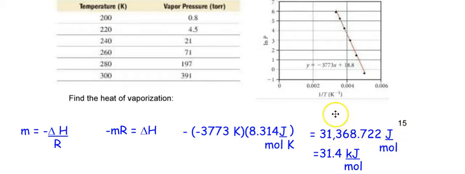So I got 31,368 because our R value is in joules, this value is joules, so I convert it into kilojoules. Okay, hopefully you got the same thing. Let's see what the next page brings.